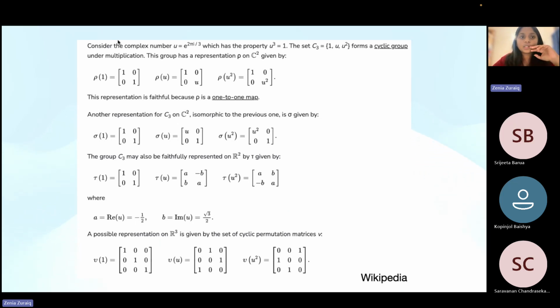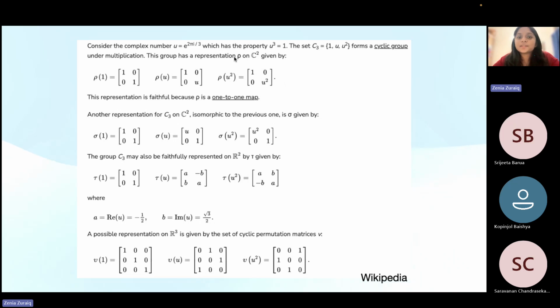So this is an example that I saw on Wikipedia, which is quite nice. For example, if you consider the complex number, which is some phase, it has a property u cube is equal to 1. Then the set 1, u, u square forms a cyclic group under multiplication. So cyclic just means 1 times u gives u, u times u gives u square, and so on. So u times u square gives 1, I think.